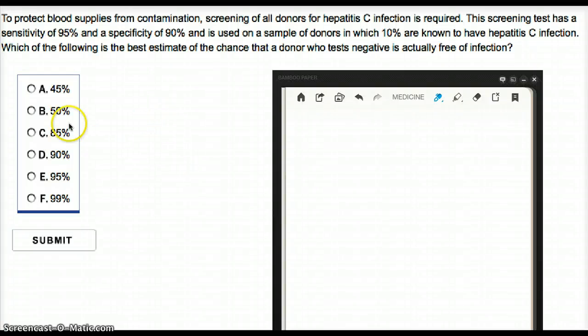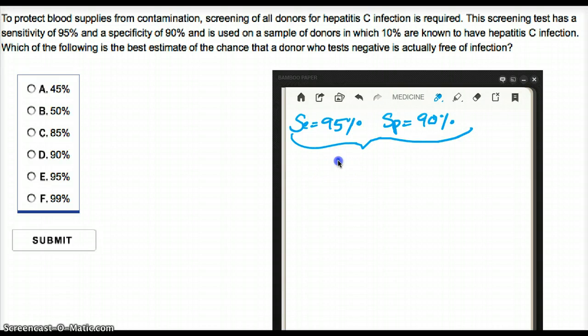In this question it says, to protect blood samples from contamination, screening of all donors for hepatitis C is required. The screening test has a sensitivity of 95% and a specificity of 90%. It is used on a sample of donors in which 10% are known to have hepatitis C. So this is from a population where 10% has hepatitis C.